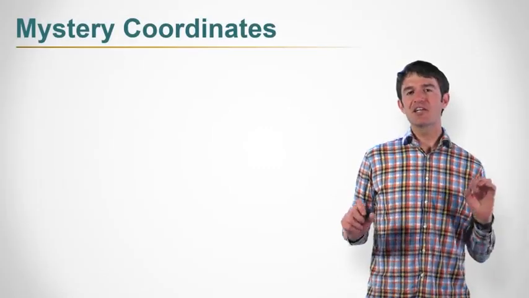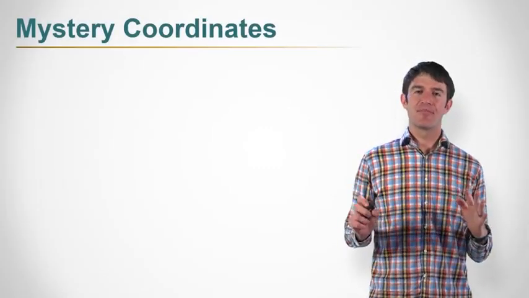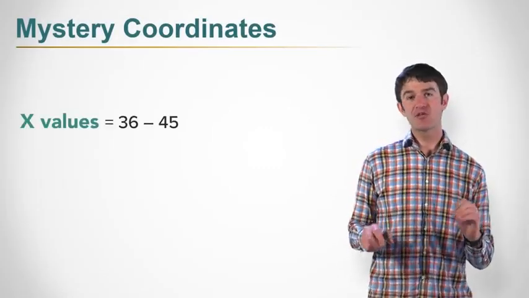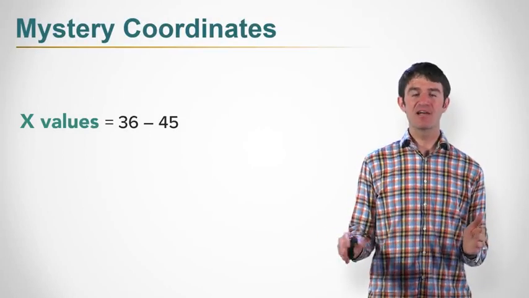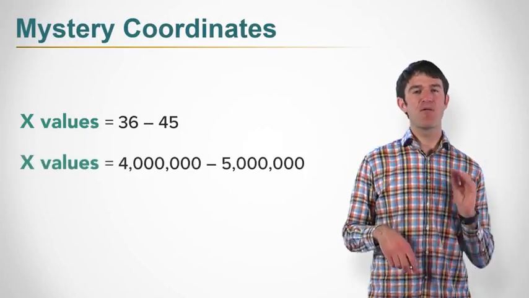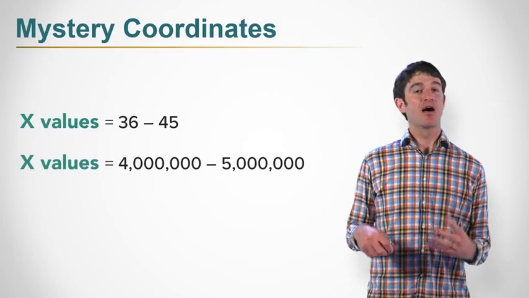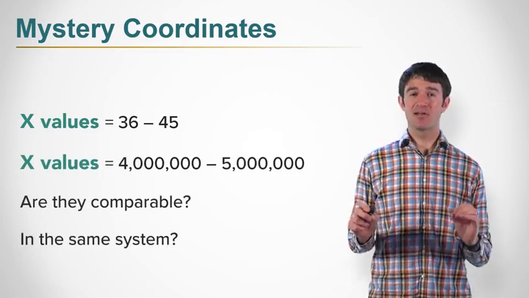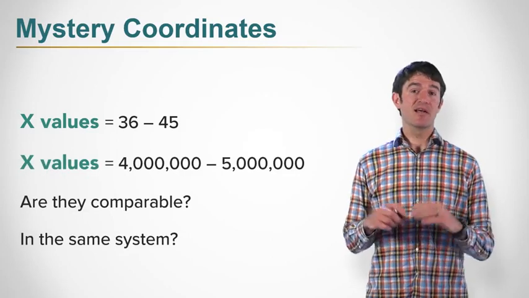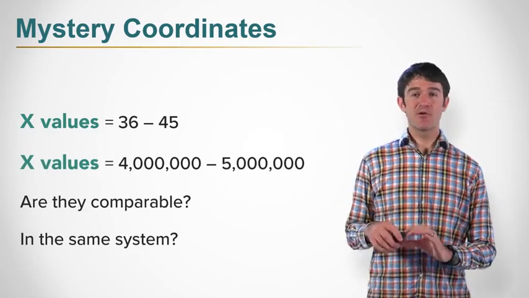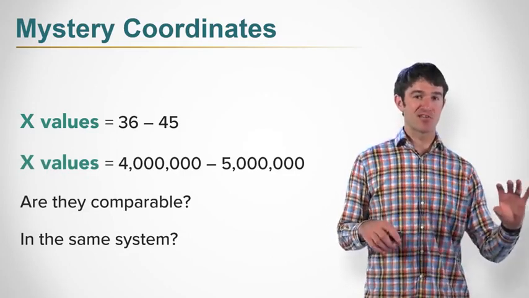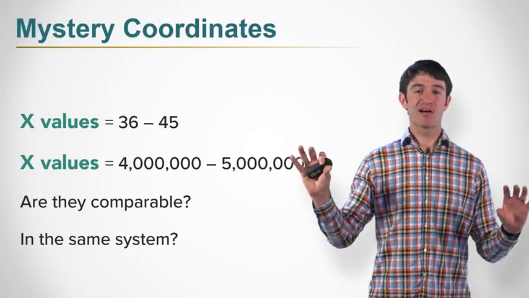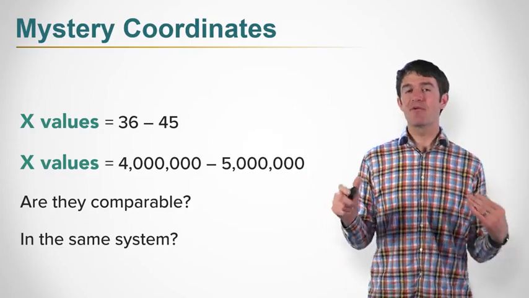To start off, imagine two data sets with coordinates in them. One has coordinates with x values ranging from 36 to 45, and the other has x values ranging from 4 million to 5 million. Are these sets of coordinates comparable? Are they even in the same coordinate system? Or they could be in different coordinate systems. If they're in the same coordinate system and 36 to 45 is over here and 4 million to 5 million is over here, that's possible, but we don't know.